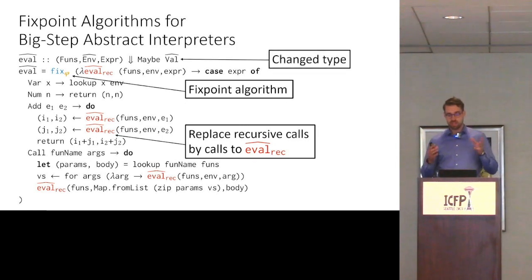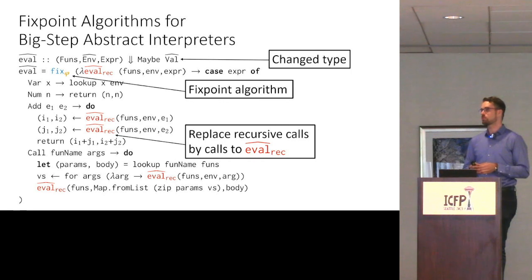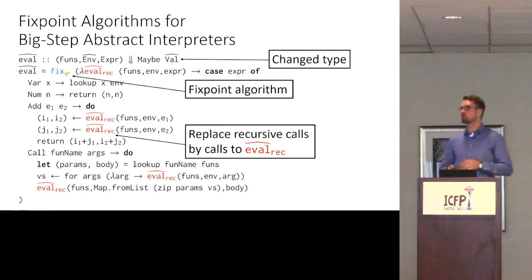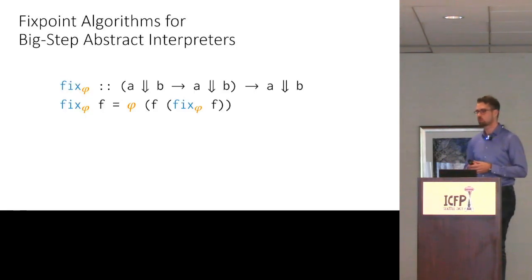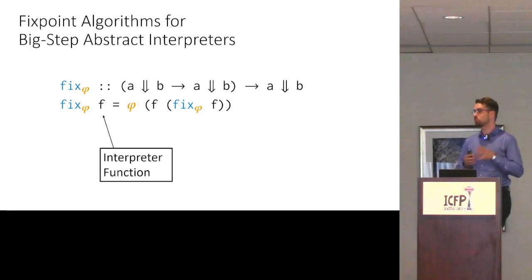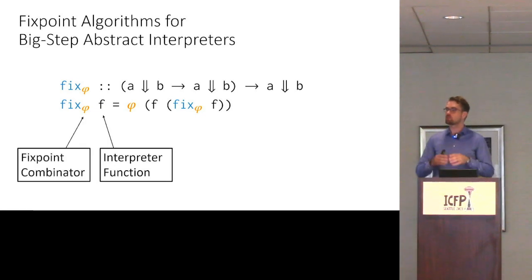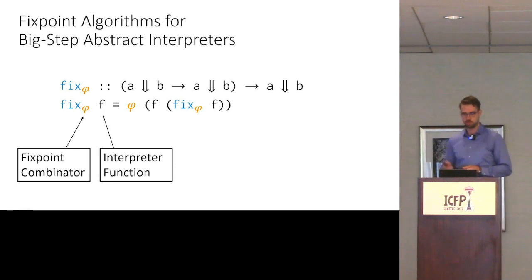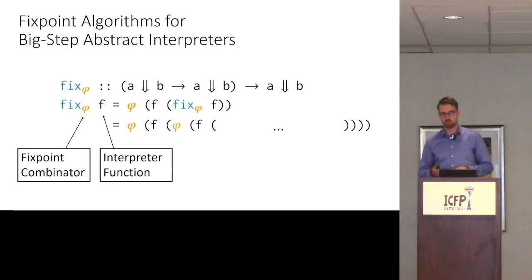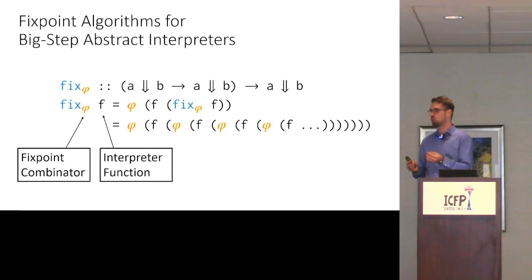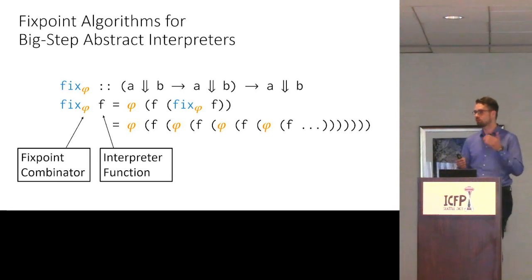Lastly, we have to change the type of the abstract interpreter to allow the fixed point algorithm to pass along auxiliary data that it needs alongside the inputs and outputs of the interpreter. So now let's dive deeper into the function fix_phi, the fixed-point algorithm, and let's see how it works. Fix_phi is a regular simple function which takes as input the interpreter function, which we have seen before in the example, and a fixed-point combinator which encapsulates the core logic of the fixed-point algorithm. Now fix_phi calls the fixed-point combinator and the interpreter function alternatingly to allow the fixed-point combinator to take control of recursive calls and allow it to enforce termination.